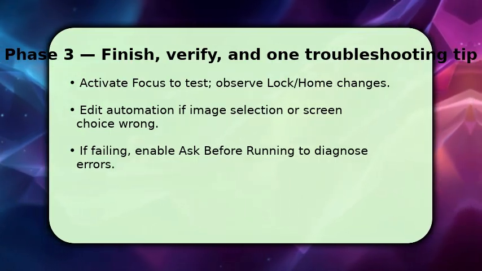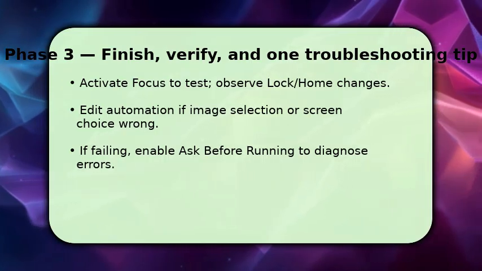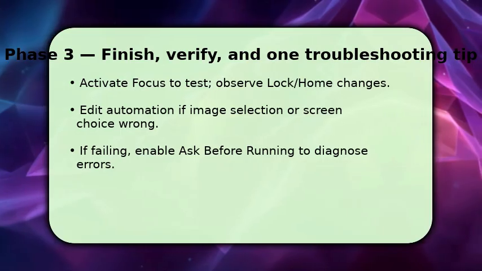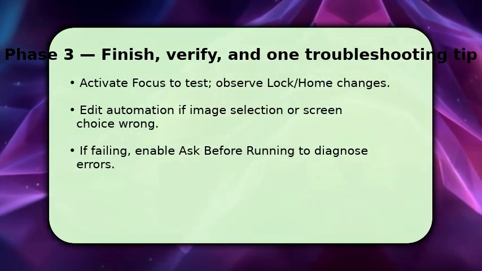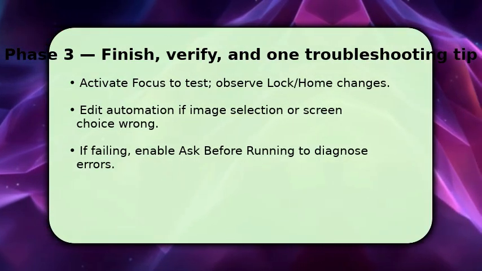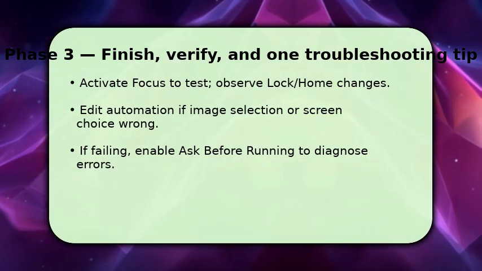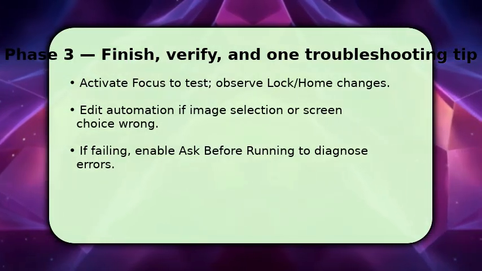If nothing changes, open the automation and double-check the image source and screen target, then rerun. Make sure Ask before running is off for final use, but temporarily enable it to see prompts while troubleshooting. Also confirm Shortcuts has permission to access photos. If problems persist, restart the phone or recreate the automation. These steps resolve most permission or trigger mismatches.